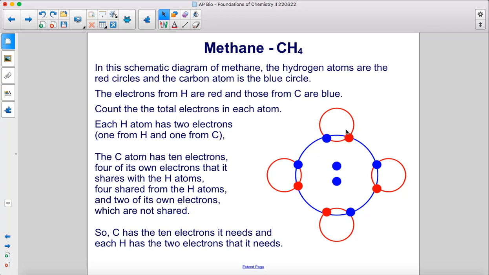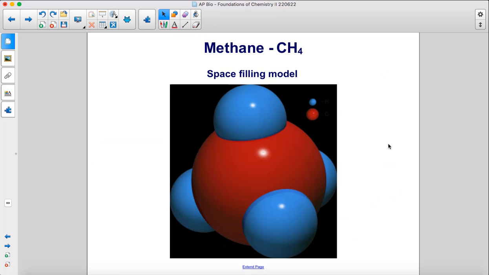Each hydrogen atom has 2 electrons, one from hydrogen and one from carbon. The carbon atom has 10 electrons: 4 of its own electrons that it shares with the hydrogen atoms, 4 shared from the hydrogen atoms, and 2 of its own electrons which are not shared. So carbon has the 10 electrons it needs, and each hydrogen has the 2 electrons that it needs. Here is the space-filling model of methane.